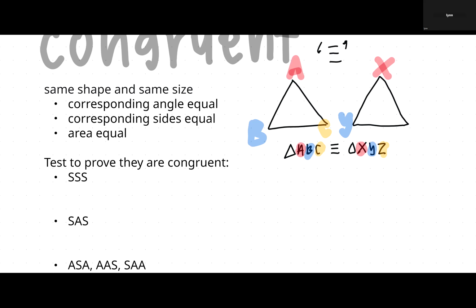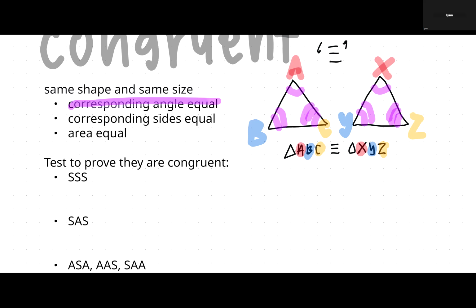So when they say that corresponding angles are the same, what they mean is they're trying to tell you that this angle is the same as this angle. This angle right here is the same as this angle. And this angle right here is the same as this angle. So that is what they meant by corresponding angles are the same.